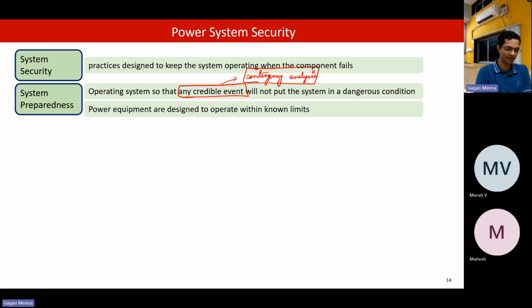Because so many events are there, this classification of events can be done beforehand. But for a large system, there are three different approaches. Here, we want the system to operate for any credible event so that it is not in any emergency situation.